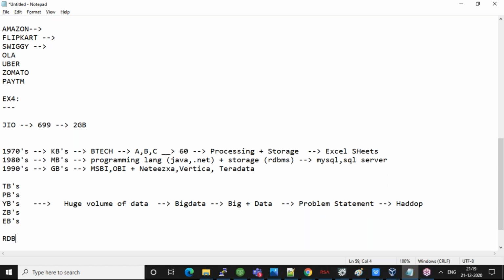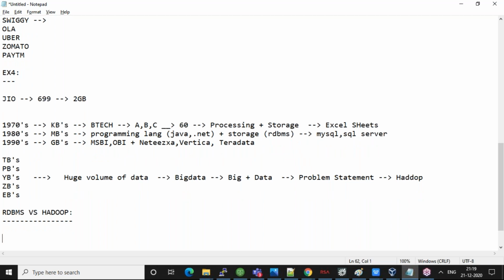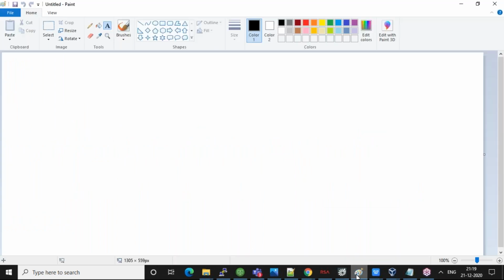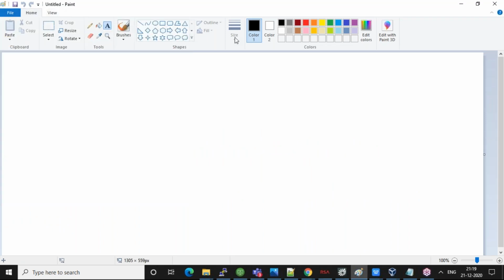Okay, next one is RDBMS versus Hadoop. Why RDBMS cannot handle big data and why Hadoop will handle big data. I will give one example, guys. Have you heard of vertical scaling and horizontal scaling? Does anyone know?